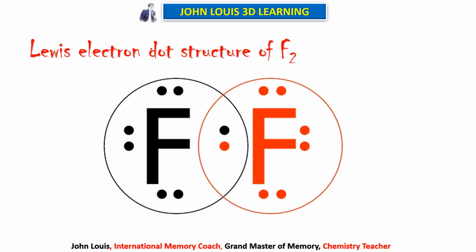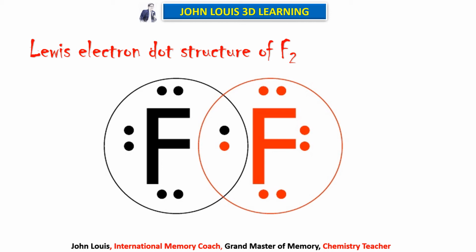So for example, what is a Lewis dot structure? Let us forget about the first orbit, because that is the inner orbit with 2 electrons, we can leave it out. Take the first fluorine, it has 7 electrons in the outermost orbit. They are given in black dots. Take the second fluorine in red color, it also has 7 electrons in the outermost orbit, which is denoted by these red dots.